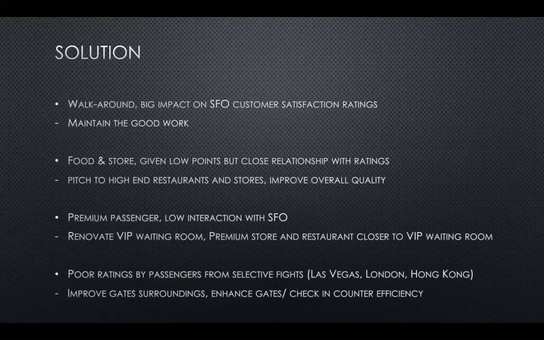Here comes our solution. The factor workaround has a big impact on San Francisco Airport customer satisfaction rating, so we need to maintain the good work. For the food and store factor, even though people give low points to San Francisco Airport, this factor has a close relationship with rating, so we decide we need to pitch to high-end restaurants and stores to improve the overall quality. For premium passengers, they have low interaction with San Francisco Airport, so we could renew the VIP waiting room, premium store, and restaurant close to the VIP waiting room.